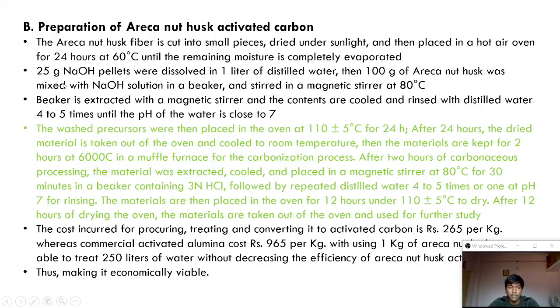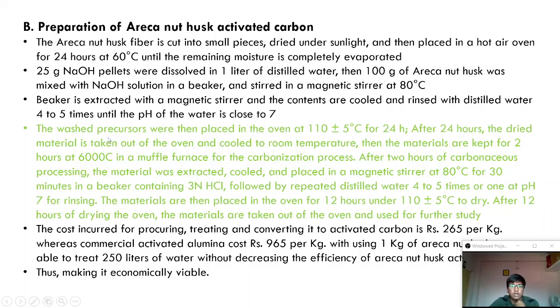25 grams of NaOH pellets were dissolved in 1 liter of distilled water. Then 100 grams of areca nut husk was mixed with the NaOH solution in a beaker and stirred in a magnetic stirrer at 80 degrees. This is just the process, and I'm just going to run you through it. The contents are then cooled and rinsed with distilled water 4 to 5 times until the pH of the water is close to 7.